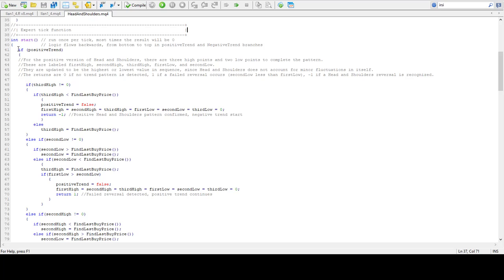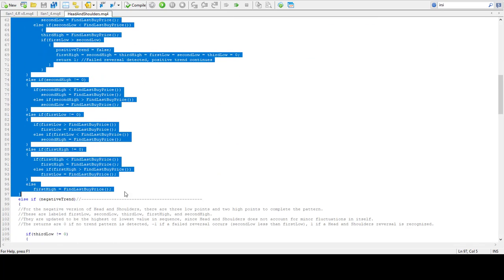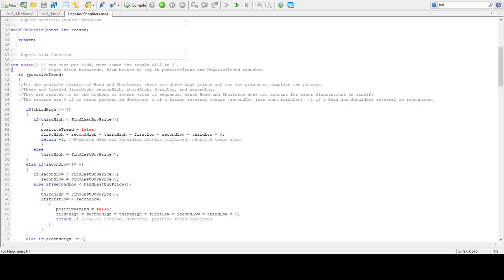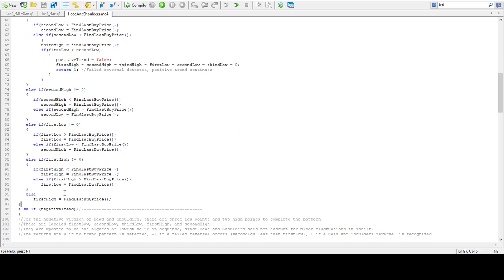It's going with a basic waterfall of if-else statements going in reverse, in that it's checking the latest variable, the last variable first, and then going in reverse. Last, second last, third last, and such, all the way up until the very first one that has to be set if it isn't.